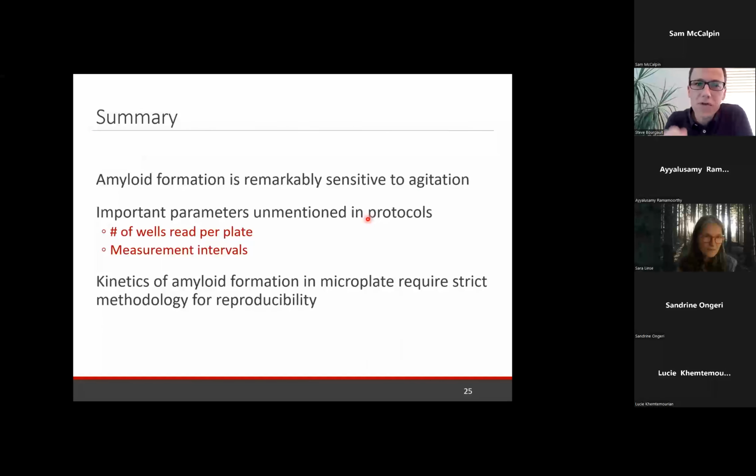So again, in summary, it's a small example showing you how sensitive amyloid formation is to agitation and also to the conditions in which you're setting up the assay. If you look in different papers, the number of wells that was read per plate is usually not something that we think is important, but it is. Also the measurement interval is a critical factor. So the kinetics of amyloid formation in microplates requires really strict methodology for reproducibility.